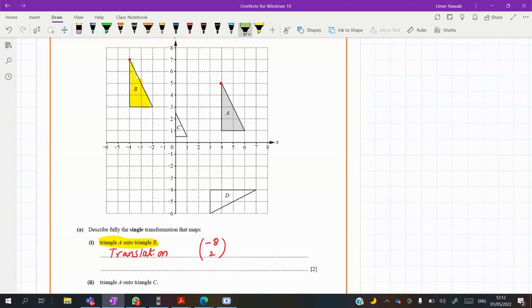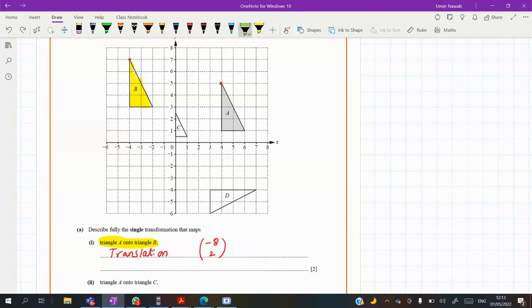So in the exam, writing the column vector will give you 1 mark, and 1 mark they will give you if you mention the name of the transformation. Clear, boys? Now A to B is done. Now we go from A to C.